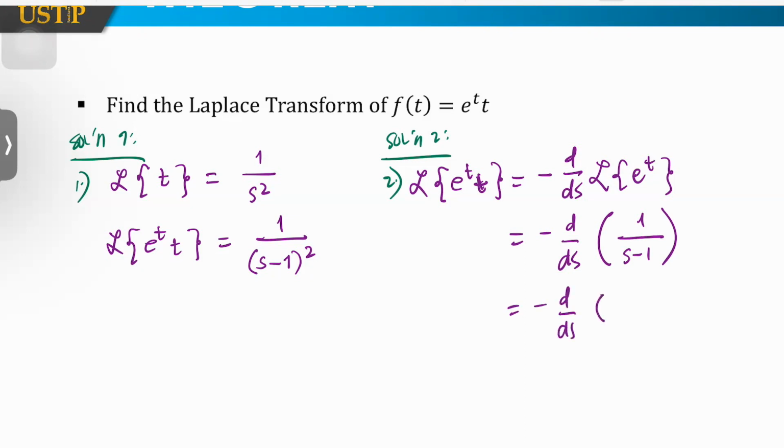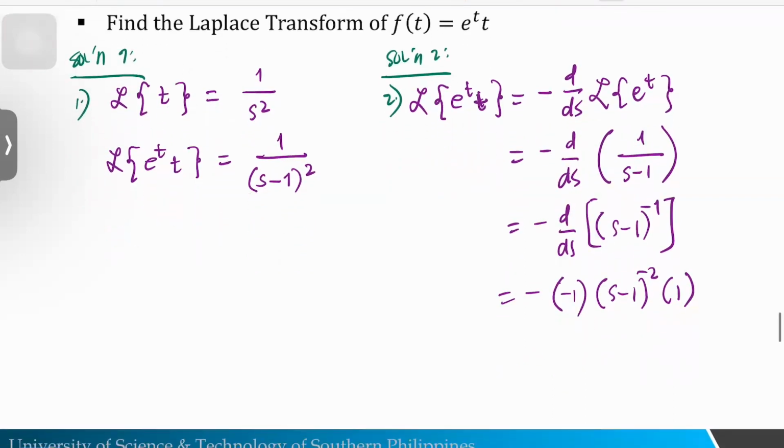So, let us rewrite it: we have (s minus 1) to the negative 1. So we have negative, bring down negative 1, we have (s minus 1) to the negative 2, times 1, which is the derivative of s minus 1. So, negative times negative is positive, that is 1 over (s minus 1) squared. So you can see, class, that whichever theorem you apply, you get the same answer. So, no theorem prevails, or better to say, no theorem defies the other.